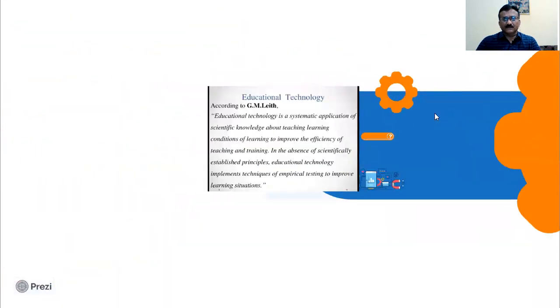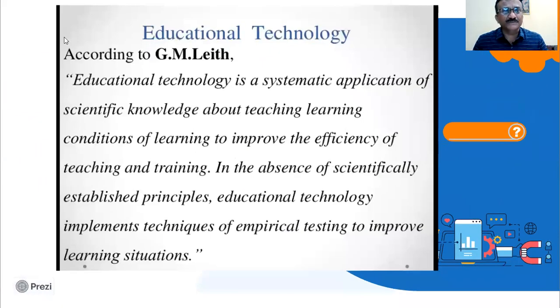Okay. Sorry. Coming to the main important aspect, the definitions of educational technology. The first one is given by G.O.M. Leith. According to him, it is a systematic application of scientific knowledge about teaching, learning and conditions of learning to improve the efficiency of teaching and training.